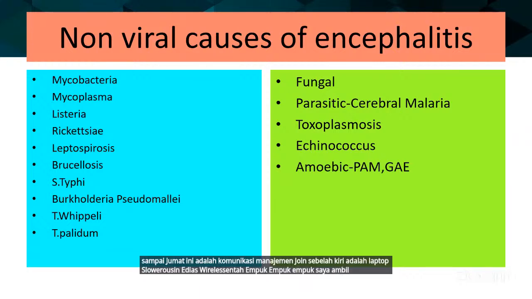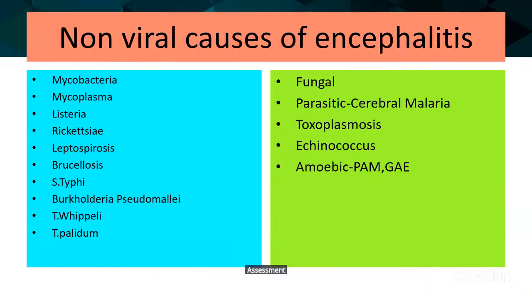Salmonella typhi, you all know, and Burkholderia pseudomallei, especially in areas where we are having a lot of cases of melioidosis, like South India. Melioidosis usually presents as multiple abscesses in the hepatosplenic area, etc. But it can also present as encephalitis.